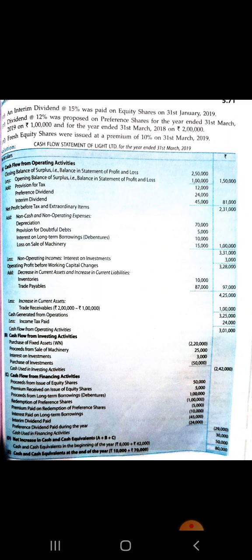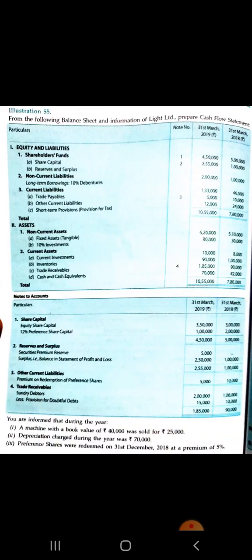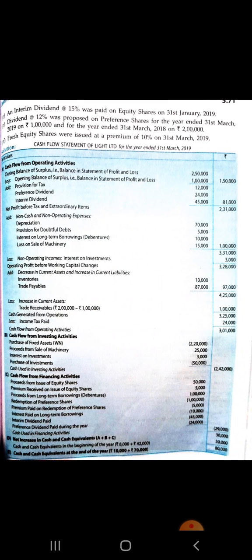Previous year's amount 2 lakhs. Notes to accounts. First, note number 1, equity share capital and preference share capital. Preference share capital 2 lakh, 1 lakh. Proposed dividend is calculated on the basis of previous year's amount, that is 2 lakh into 12 by 100.